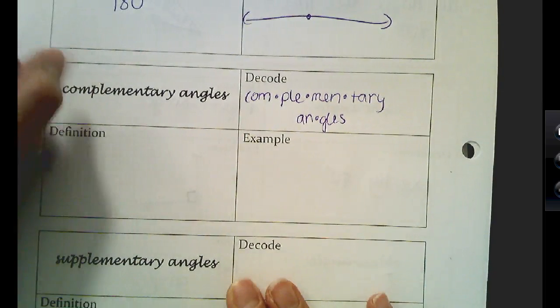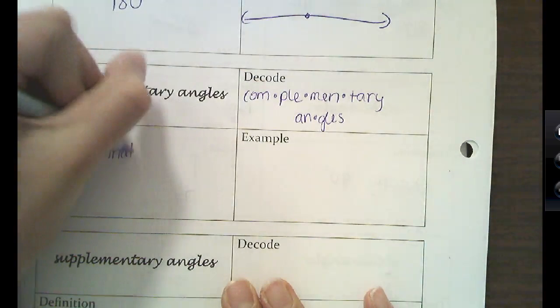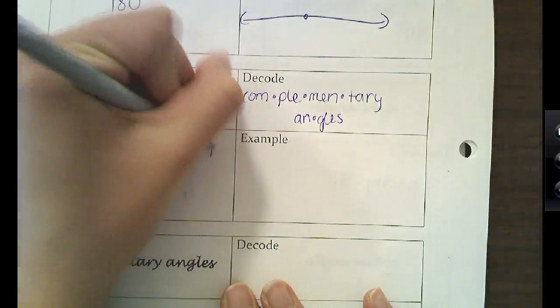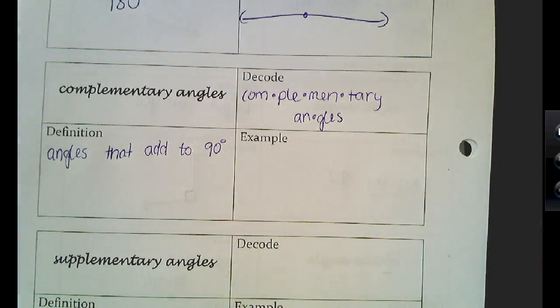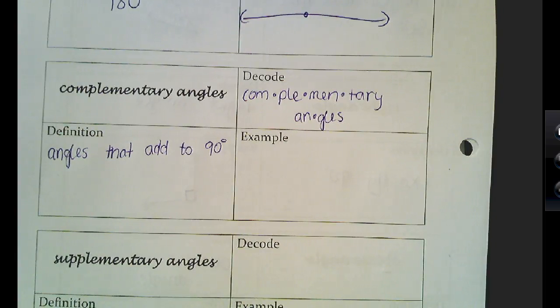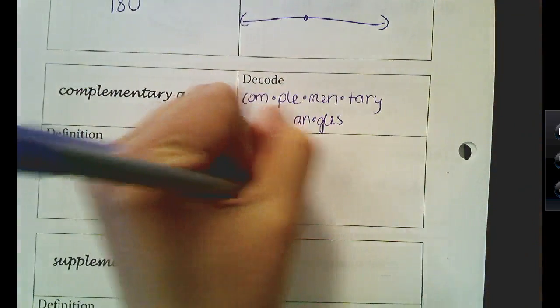Complementary angles are angles that add up to 90 degrees. Angles that add up to 90 degrees. It's multiple angles. It could be 2 angles. It could be 3 angles. Typically, it's going to be 2 angles. So typically, it'll be 2 angles that add up to 90 degrees. You could, but typically, it'll just be 2.